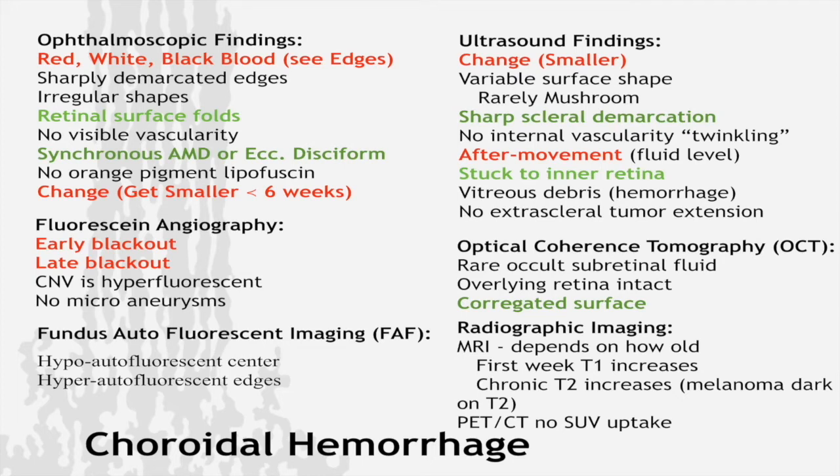And look for synchronous age-related macular degeneration. If you're looking at a tumor that's in the peripheral part of the retina and it's an older patient and they have exudative macular degeneration as well, that should be put in the calculation when you're making the diagnosis.